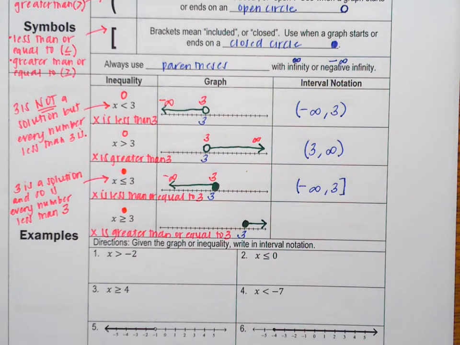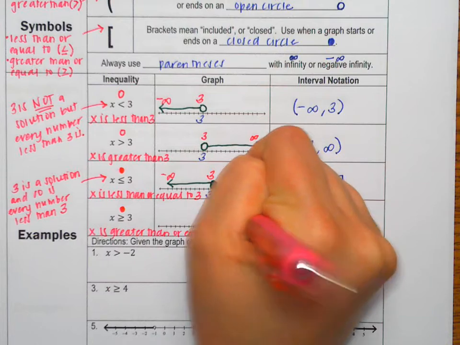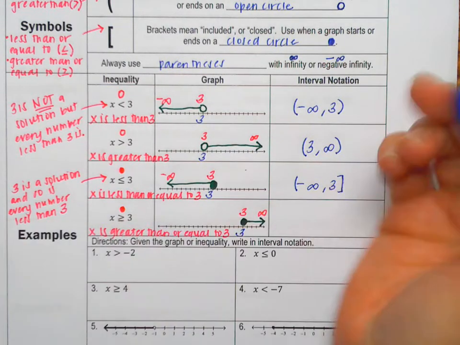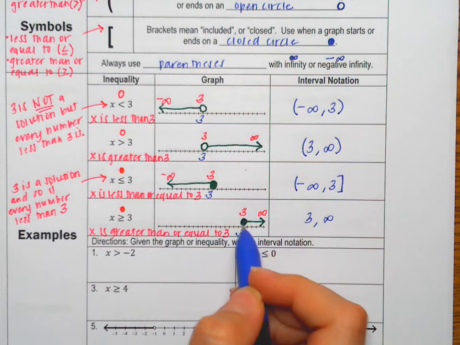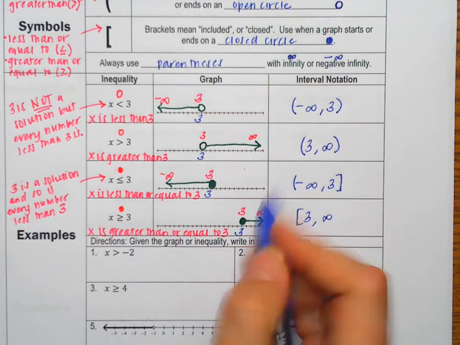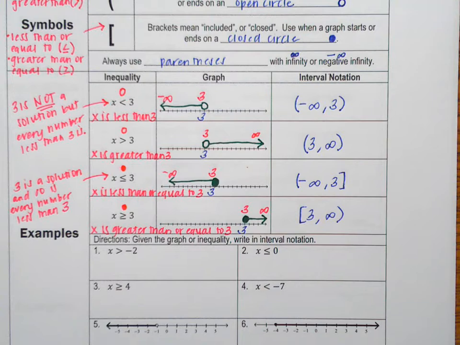So again, when we're writing it in interval notation, we look at it from left to right. It starts at 3 and goes in the positive direction forever. So we'd write it as 3 comma infinity. 3 is a closed circle. A closed circle is always a bracket. Infinity is always a parentheses. So that is interval notation.